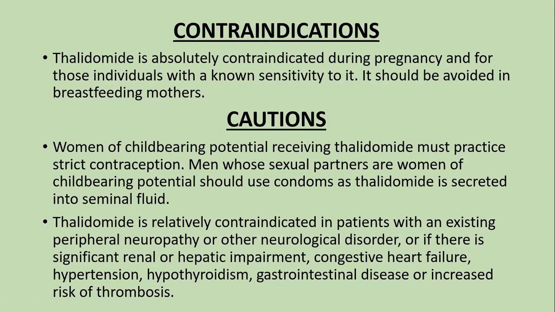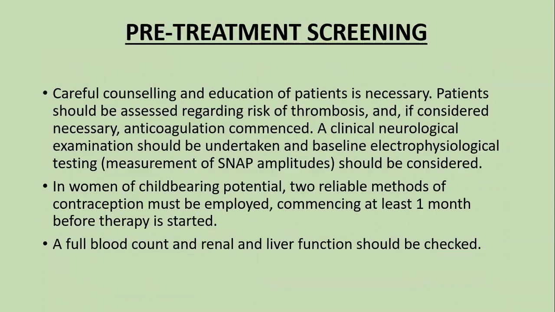Contraindications. Absolutely contraindicated during pregnancy and in individuals with known sensitivity, and avoided in breastfeeding mothers. Caution: women of childbearing potential receiving thalidomide must practice strict contraception. Men whose sexual partners are women of childbearing age should use condoms, as thalidomide is secreted into the seminal fluid. It is relatively contraindicated in patients with existing peripheral neuropathy or other neurological disorders, or if there is significant renal or hepatic impairment, congestive cardiac failure, hypertension, hypothyroidism, GI disease, and increased risk of thrombosis.